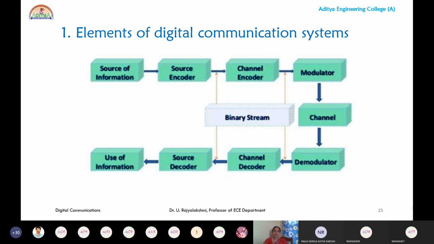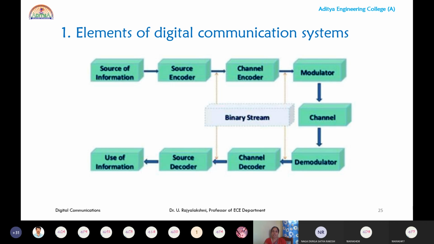Here you should remember that the output of the source encoder, the output of the channel encoder, the output of the demodulator, and the output of the channel decoder are all in the form of binary data. That's why we kept an arrow for all the corresponding outputs and represented it as a binary stream. It is in the form of a binary sequence, whether it is a sequence of code words obtained from the channel encoder, or the normal binary sequence obtained from the source encoder.